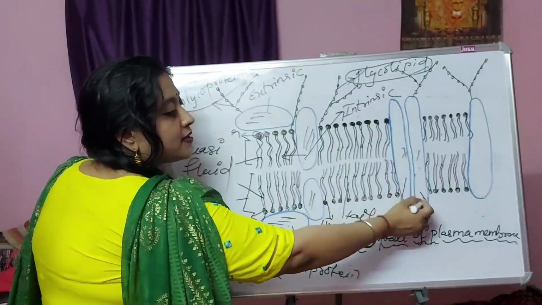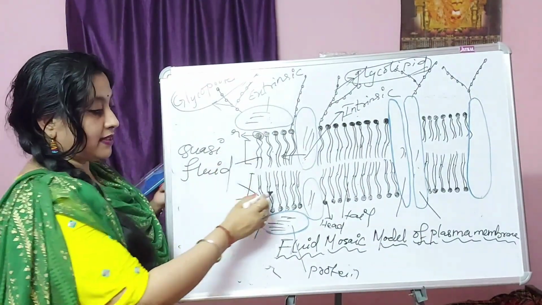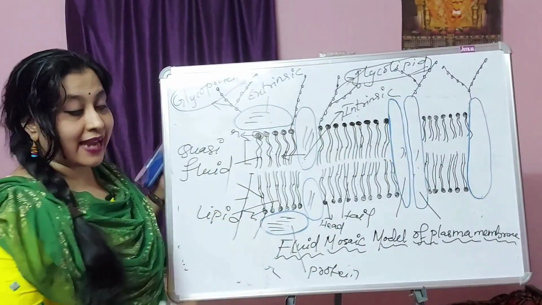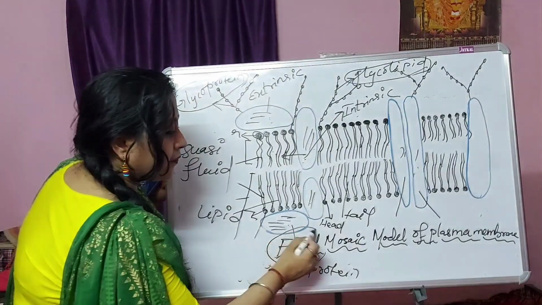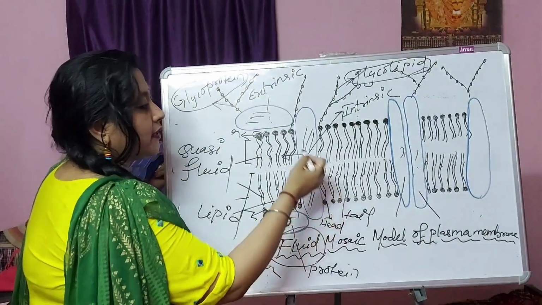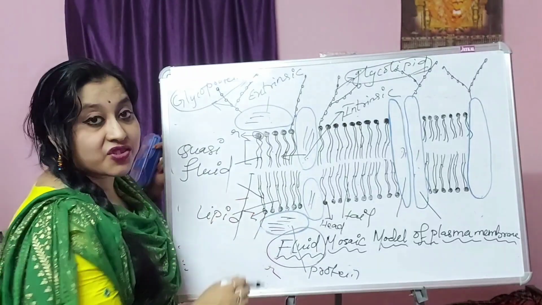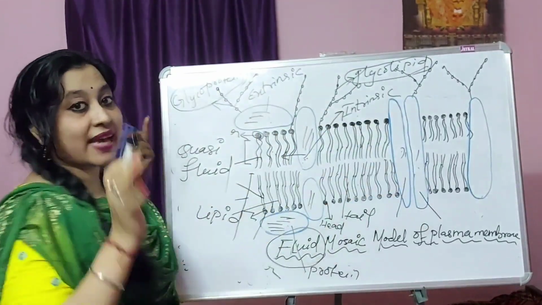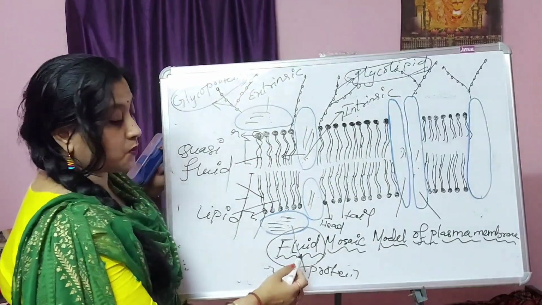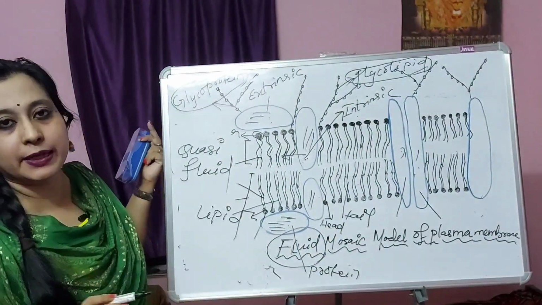If you see this protein, how does it get inserted in the lipid layer? Because these lipid molecules are quasi-fluid in nature. That's why they have given the term fluid. And why mosaic? In the mosaic manner, protein, lipid, protein, lipid, they are arranged one after another. Anywhere you see, the proteins are arranged in the lipid layer in a mosaic manner. That's why Singer and Nicolson proposed the fluid mosaic model of plasma membrane.